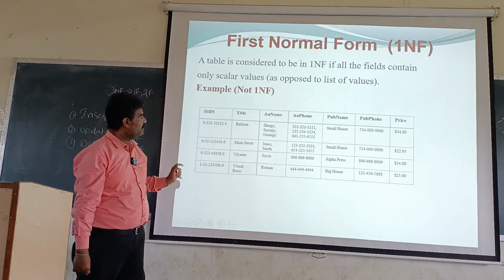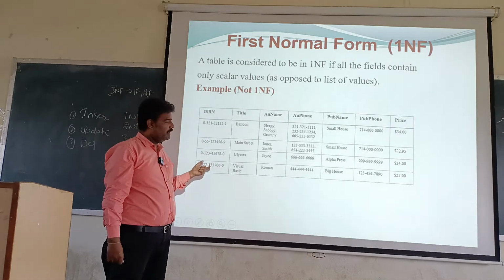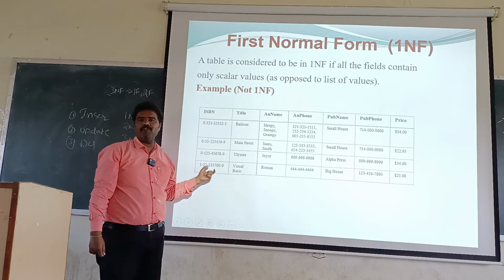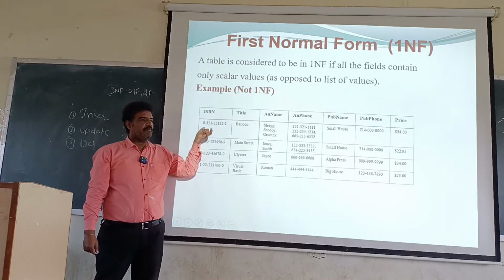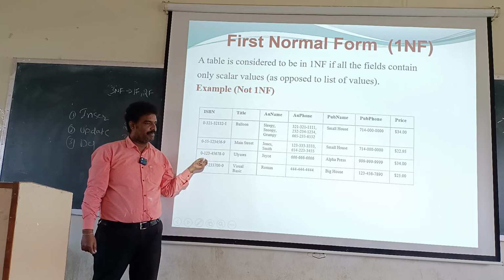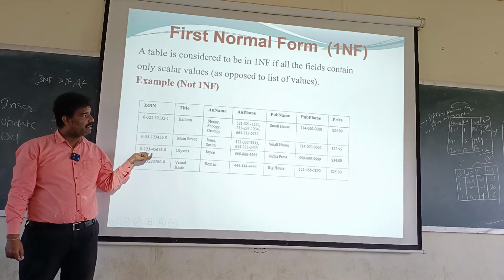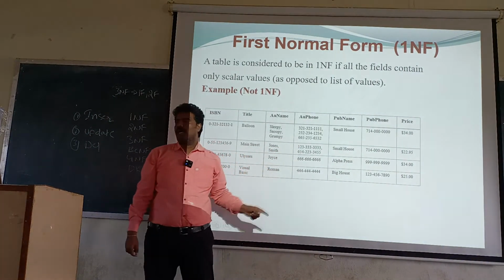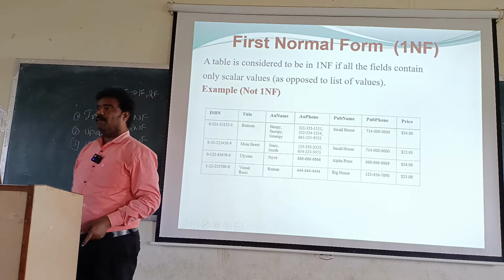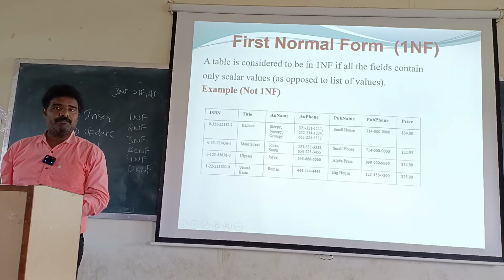Suppose I consider ISBN as the primary key, so I don't want to allow any null value there. Here I'm not having any duplicates, and I'm not having any null values in my primary key. Both are satisfied, and I have a problem with multiple values. Any attribute should never contain multiple values.